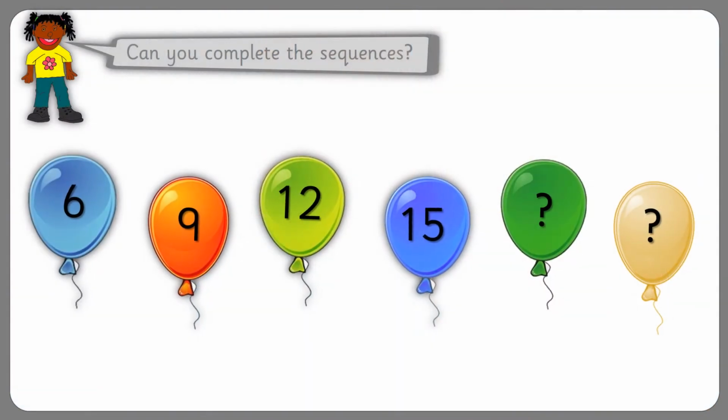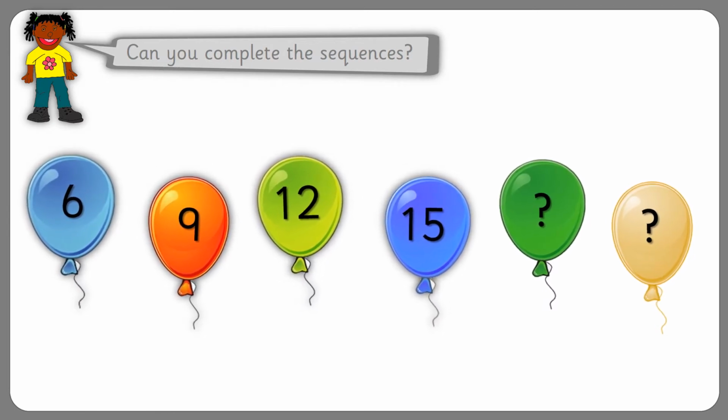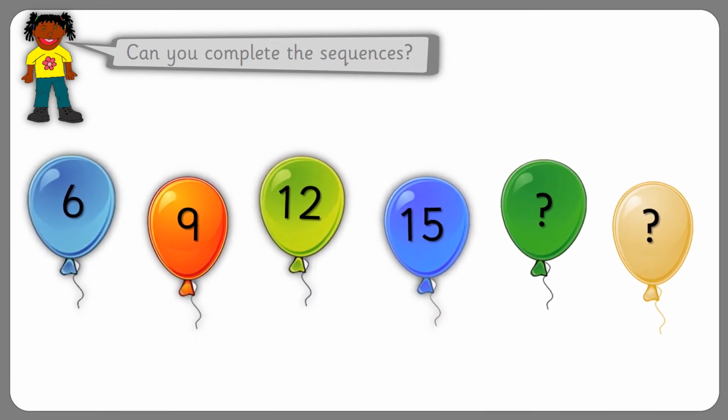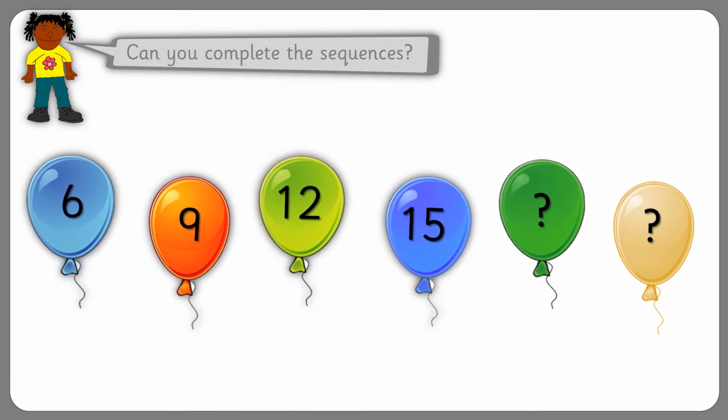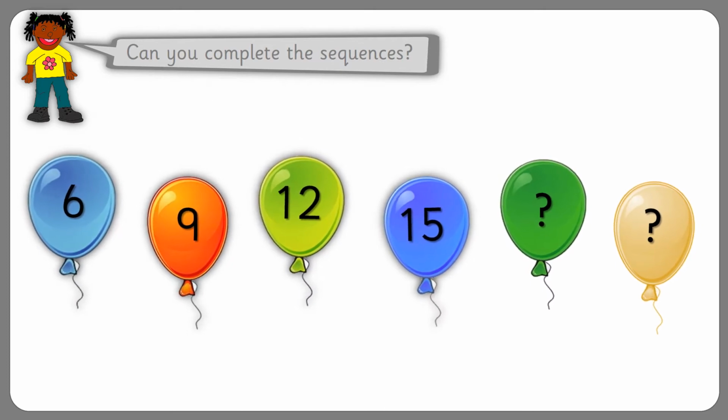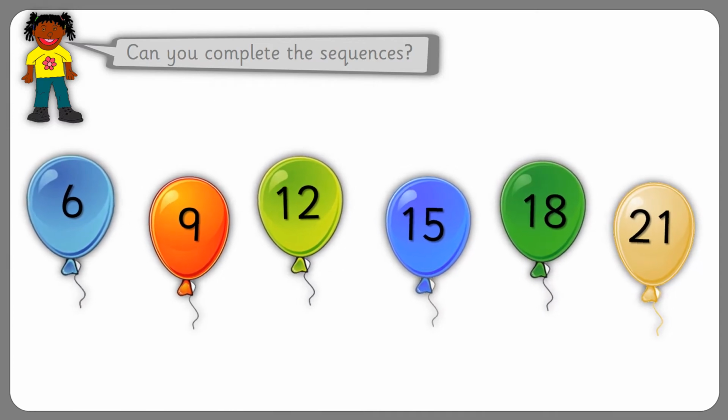Now then, we're going to use our knowledge of counting in threes to help us solve some number sequence problems now. So here's our friend Poppy, and she has a number sequence here on her balloons with two mystery numbers at the end. Let's see if we can work it out together. So it goes 6, 9, 12, 15. What's the rule for this number sequence? Ah yes, counting on in threes. So 6, 9, 12, 15, add 3 is 18, add 3 is 21.